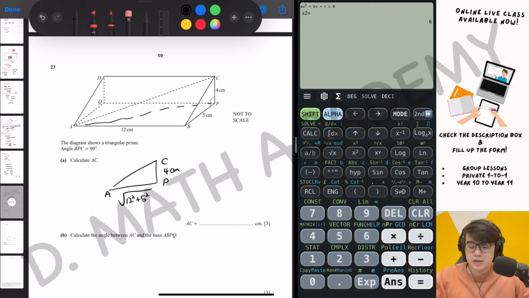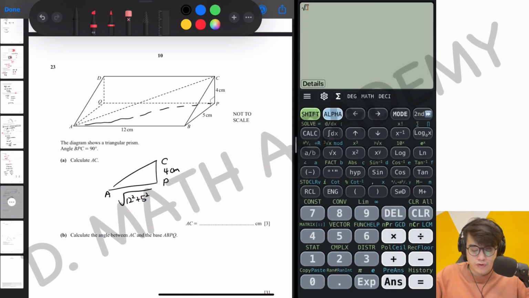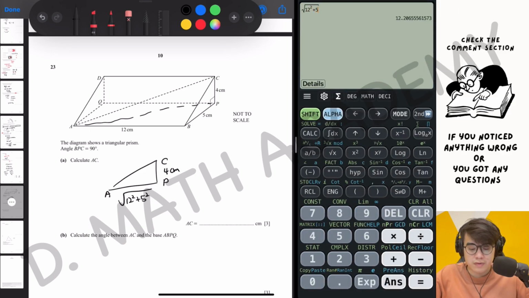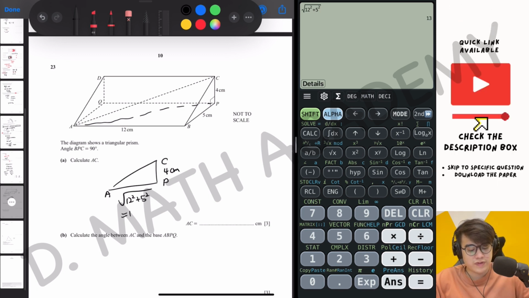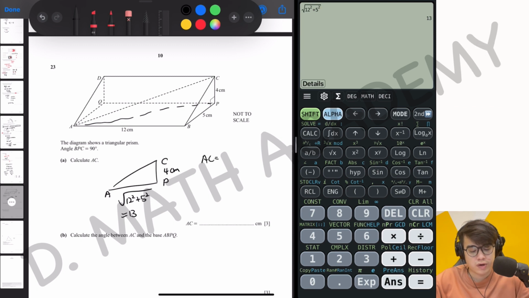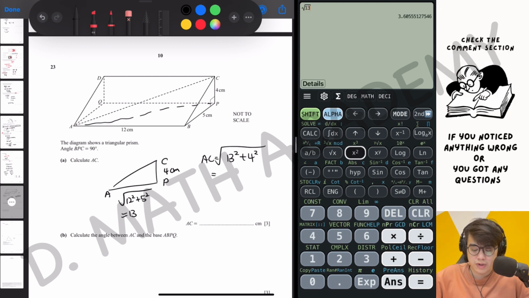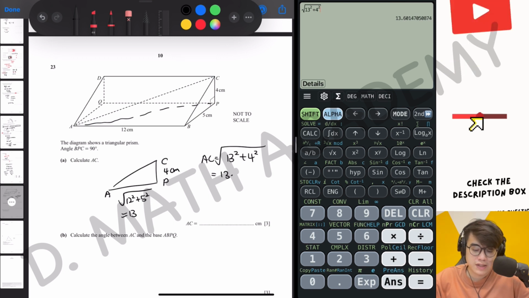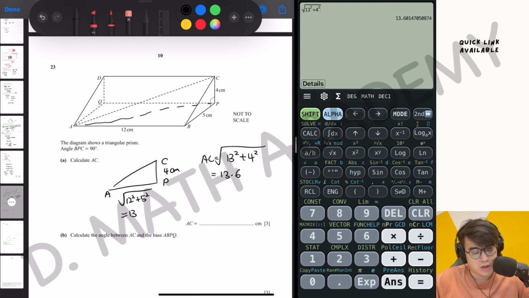So through this, you can key in your calculator now. 12 square plus 5 square, you will get your answer as 13. So with this 13, to find the AC value will be the square root of 13 square plus 4 square. So we key in 13 square plus 4 square, you will get your answer as 13.6 after correcting it to 3 significant figures.